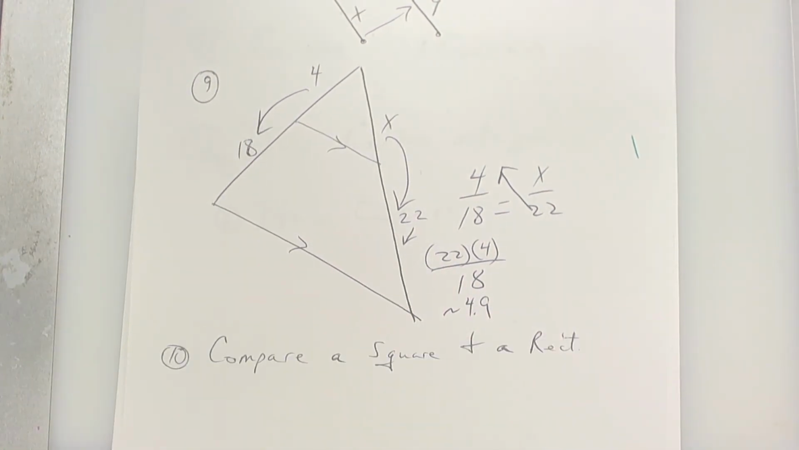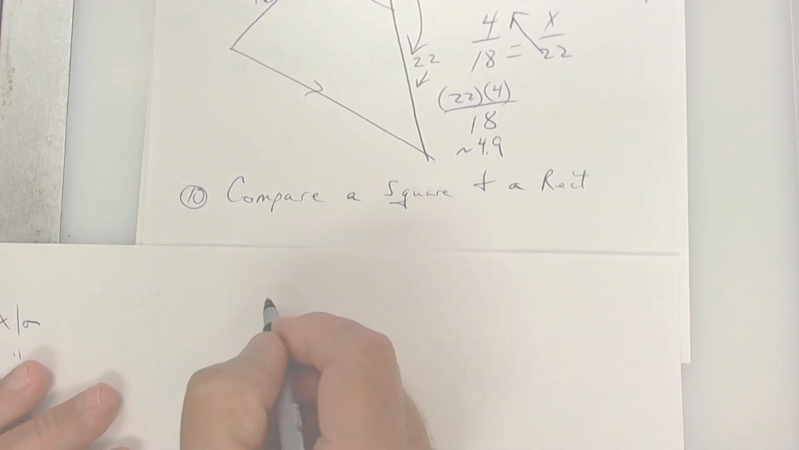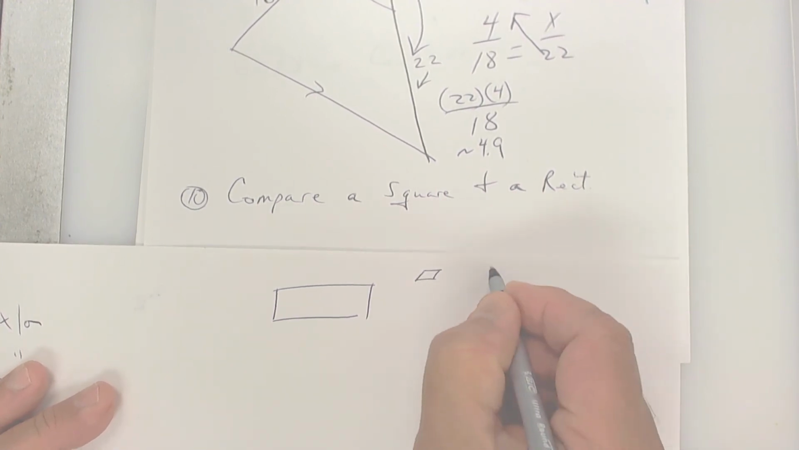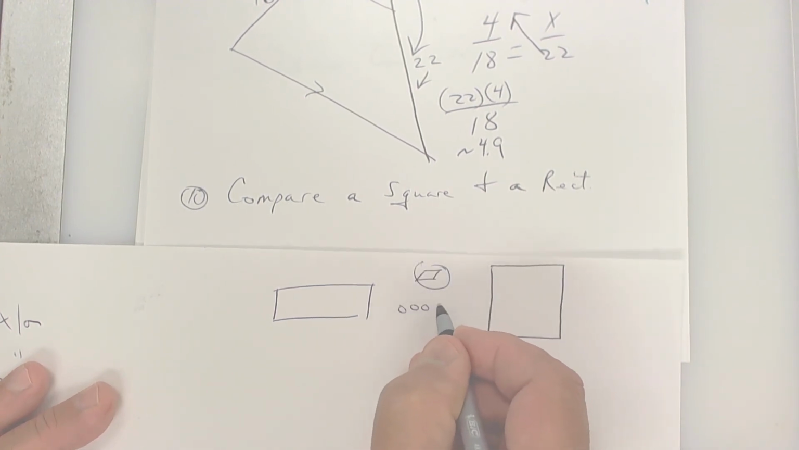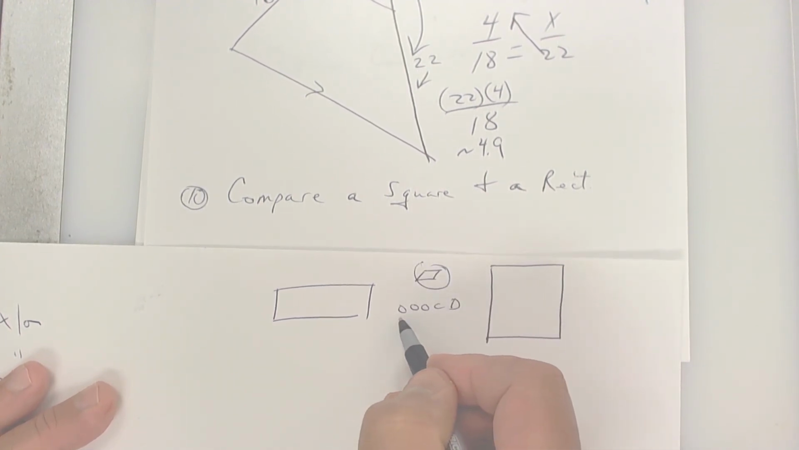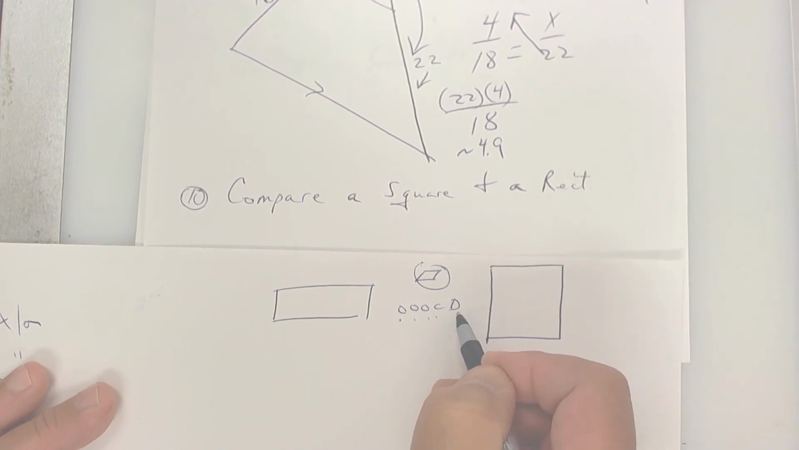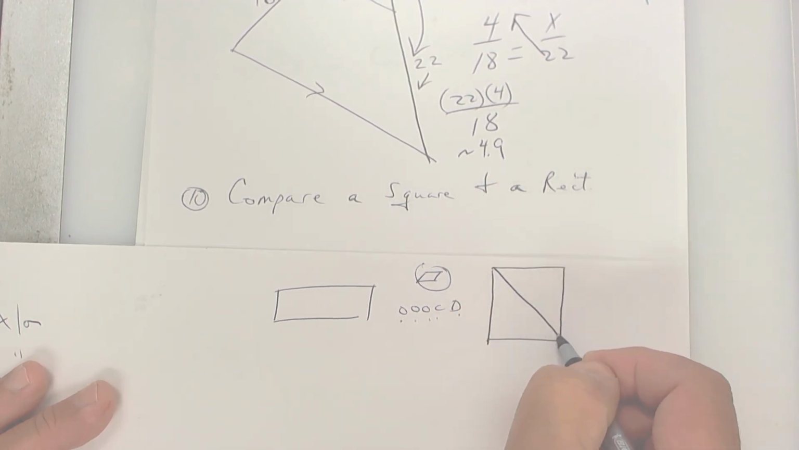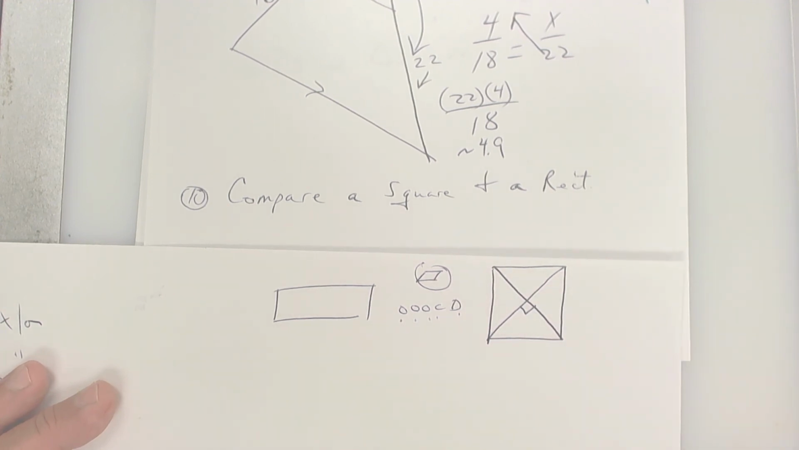Okay? All right. Compare a square and a rectangle. Copy that down. Well, a rectangle looks like this, and it's got all the properties of a parallelogram. A square looks like this. Okay? So when you compare them, they got the OOOCD: opposite sides parallel, opposite sides congruent, opposite angles congruent, consecutive angles add up to 180, diagonals bisect each other. But the difference between these is the diagonals come in at 90 degrees. The diagonals are perpendicular here. Okay? It's a difference.